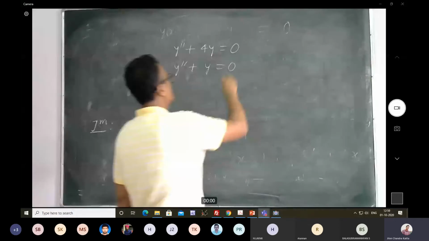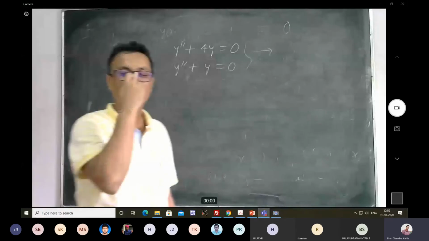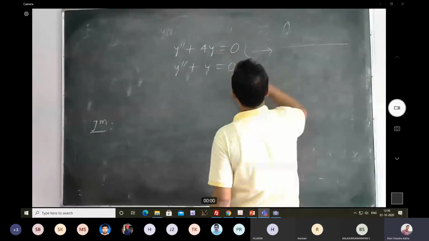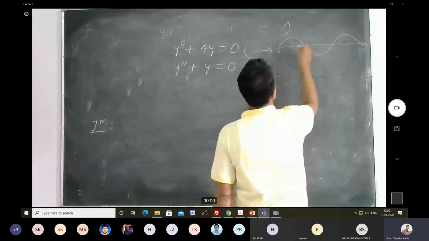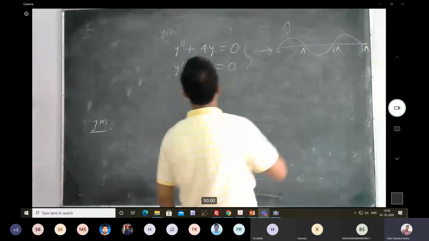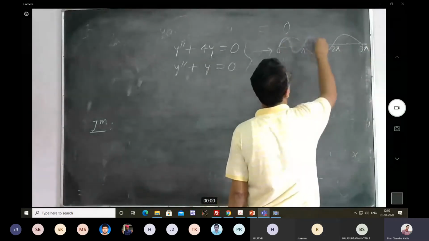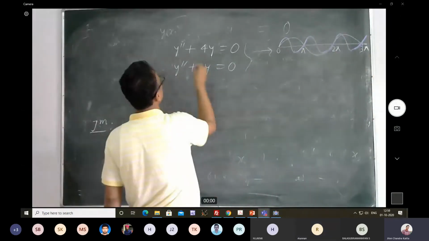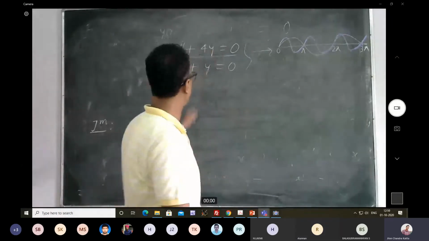Then you have seen that both of them have linearly independent solutions of the form sin x and cos x, right? And again, you saw that for this equation my solution was something like this, whereas for this equation my solution was something like this. So that means the solutions of this equation had more zeros than the solutions of this equation.